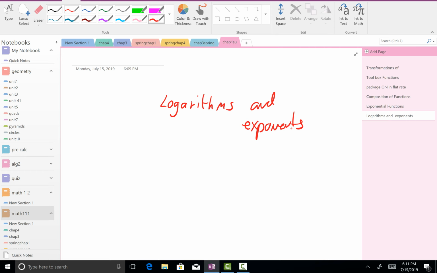So what we're going to do is go into Desmos here, and I want to show you what a logarithm is and how it's related to an exponential. I'll give you a couple minutes here to get into it.